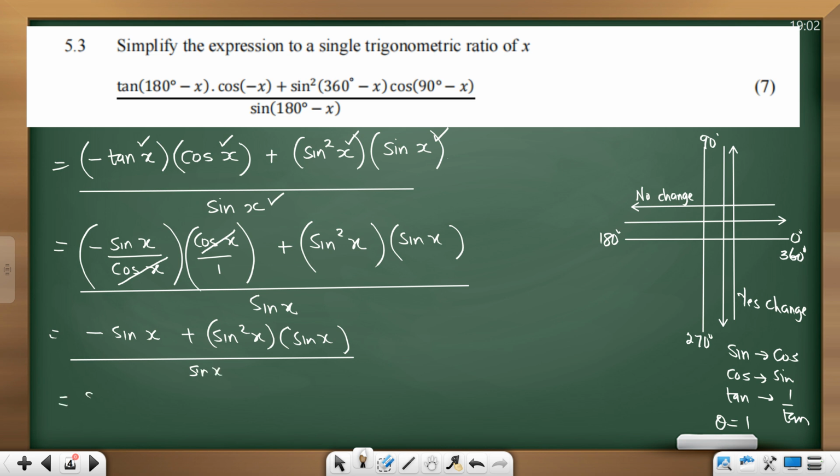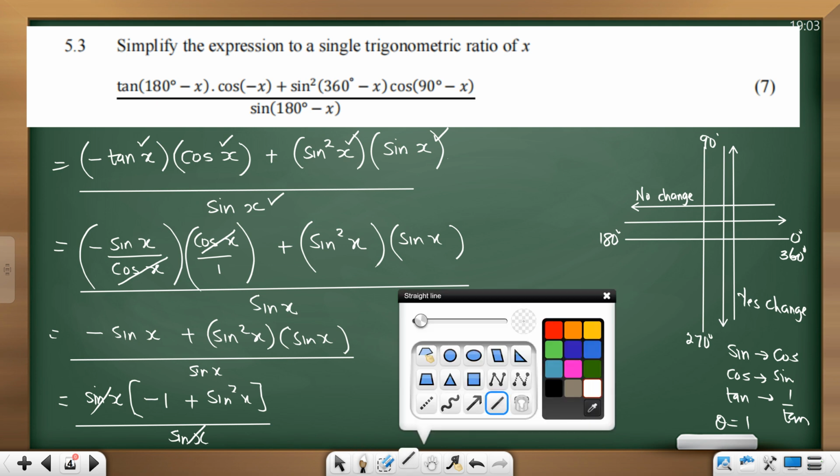What's common at the top? Sine x is common. What do we have? Negative 1 plus sine squared x over sine x. So my final answer becomes, check, sine squared x minus 1.